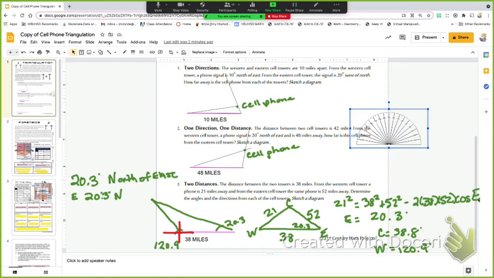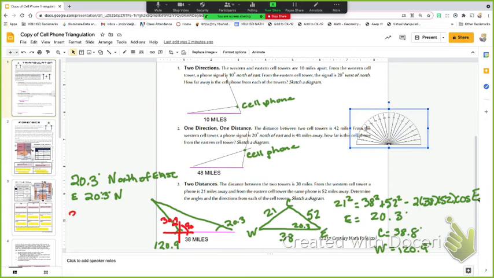What would this little angle right here be? Well, wouldn't that just be 120.9 take away 90? Because from here to here is 90. So that would be 30.9, right? That little angle would be 30.9. That's what you're going to use to describe that angle.